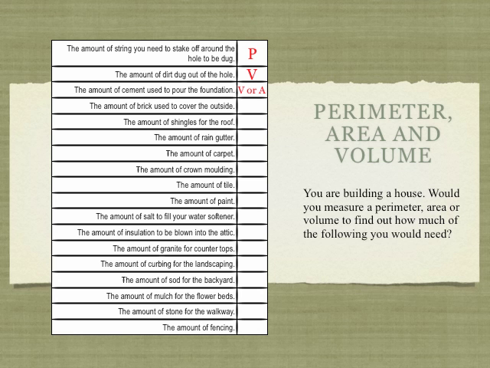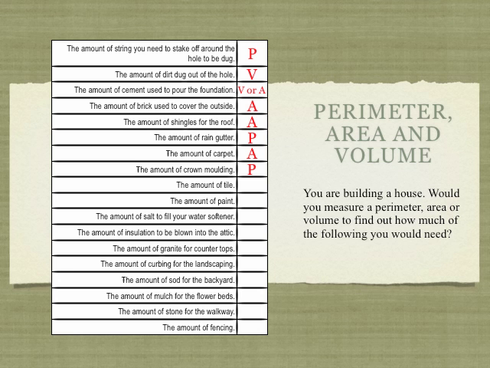The amount of brick used to cover the outside. Well, you'd measure the area of each of the walls on the outside, and that would tell you how much brick to get. The amount of shingles for the roof. Again, you'd measure an area of the roof. The amount of rain gutter. That goes around the outside, so you'd measure a perimeter. The amount of carpet. Okay, that goes along the area of the floor, so you'd measure an area. Crown molding. Crown molding goes around the edges of a room, so that would be a perimeter.